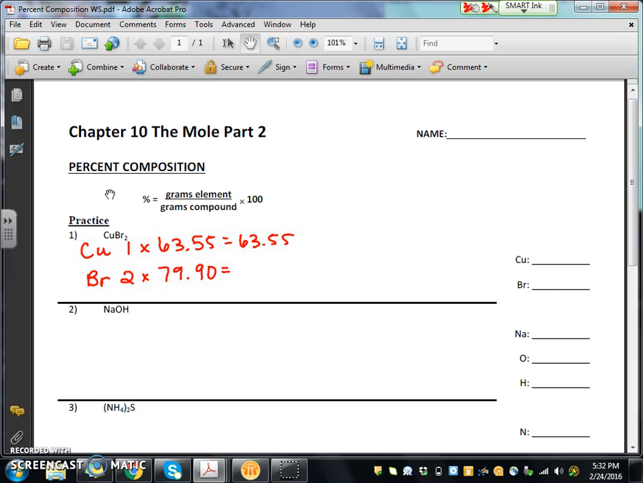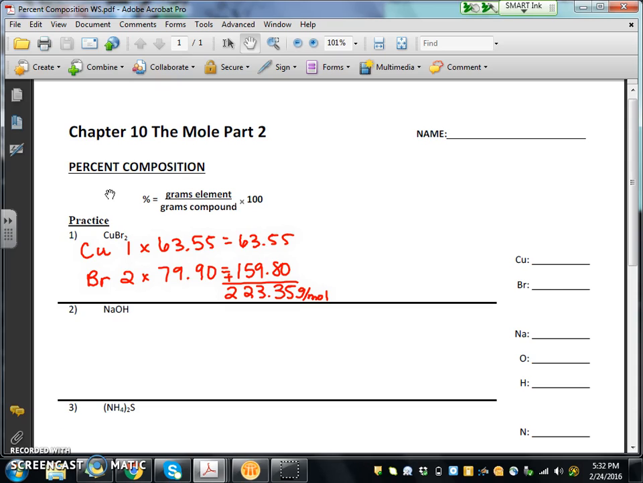When I put them in our calculator to calculate out my molar mass, I get 1 times 63.55 to get 63.55, and 2 times 79.90 in order to get 159.80. I add them together and I will get 223.35 grams per mole. I have just calculated the molar mass. Now that is not anything that's new to us. However, what's going to be new for percent composition is what we do with our molar mass.